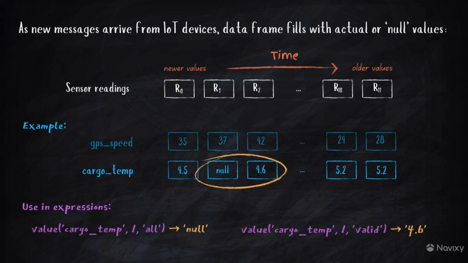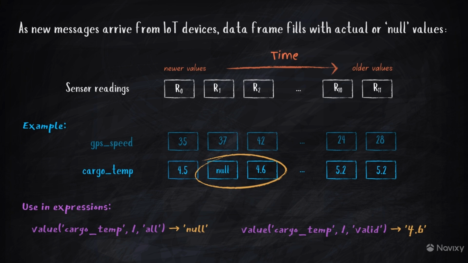Let's take a closer look at how IoT Logic handles data streams from devices. See the image on the slide. Imagine a constantly updating timeline of sensor readings. As new messages arrive, they populate our data frame with actual values or null if no data is received. Here's the key. We maintain a historical record of up to 12 readings for each parameter. Notice how in this example we have GPS speed and cargo temp.